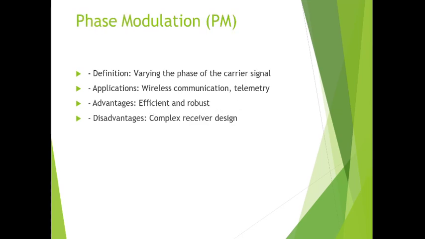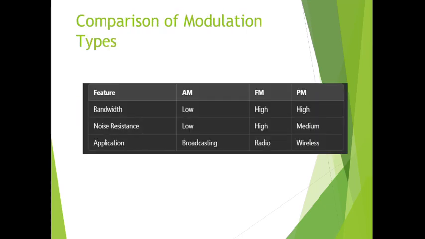And now in slide number 8, we're going to talk about phase modulation. Phase modulation involves varying the phase of the carrier signal. Applications: used in wireless communication and telemetry. Advantages: efficient and robust against noise. Disadvantages: complex receiver design. In slide number 9, we are going to talk about the comparison of modulation types.